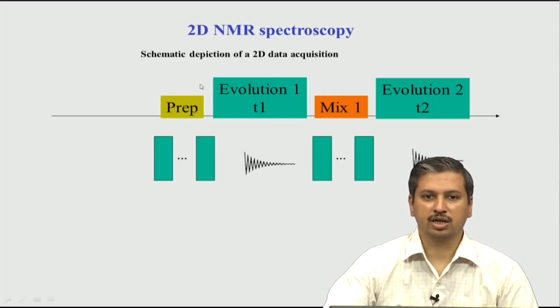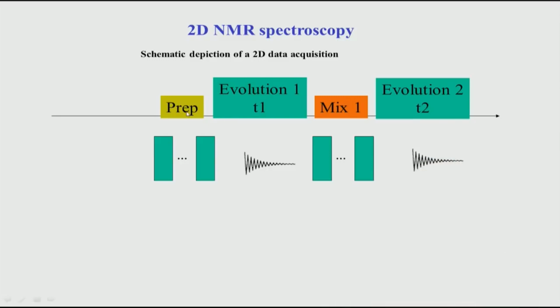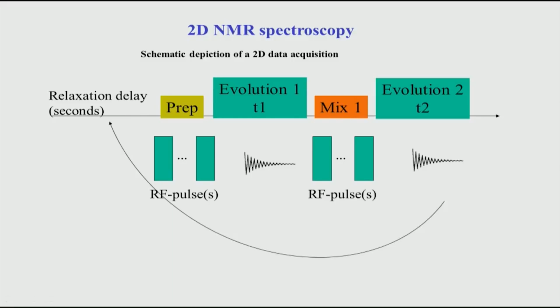So, this scheme is shown again in this picture. We have a preparation period before applying the pulse, we apply the pulse, we have an evolution period, and then we have a mixing pulse, and then it is an evolution again because of the second spin. So, this process is repeated n number of times. This is the preparation period which is the relaxation delay. Now we are applying RF pulses. This process is repeated a number of times, and that is called a scan. So, one scan means one single whole process which goes from the relaxation delay to the end of the acquisition.